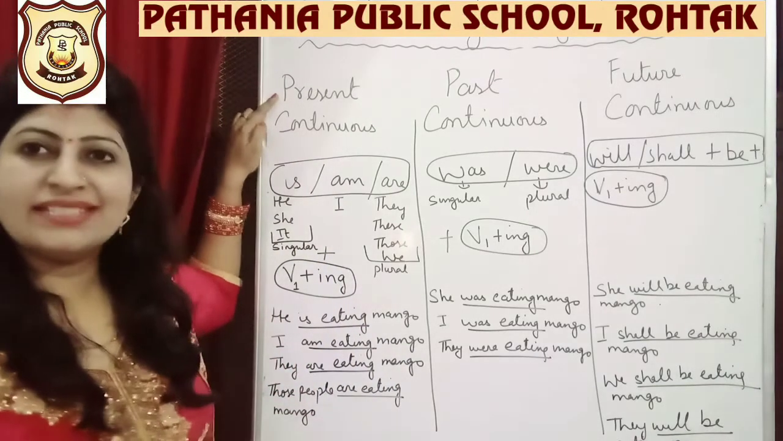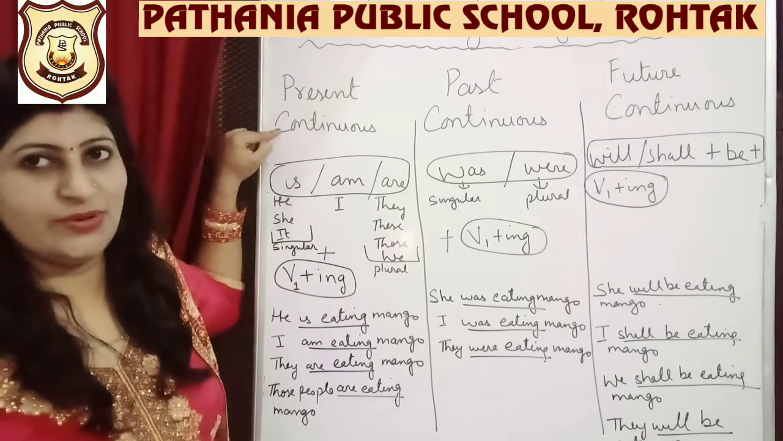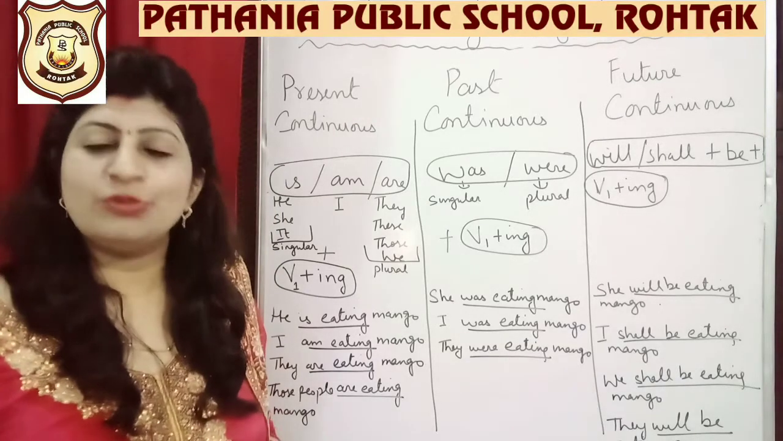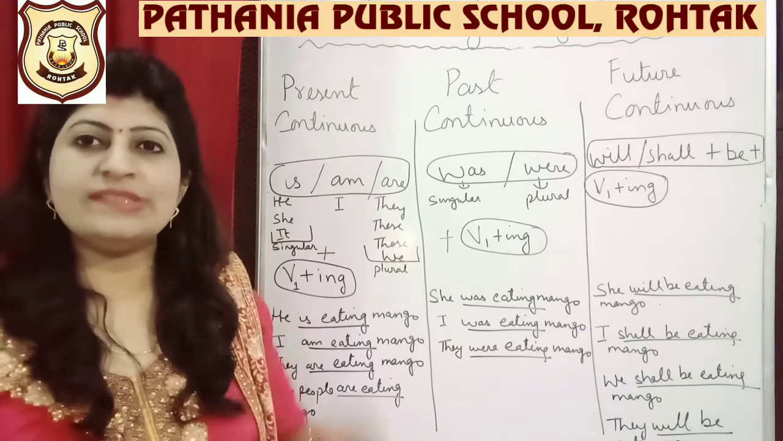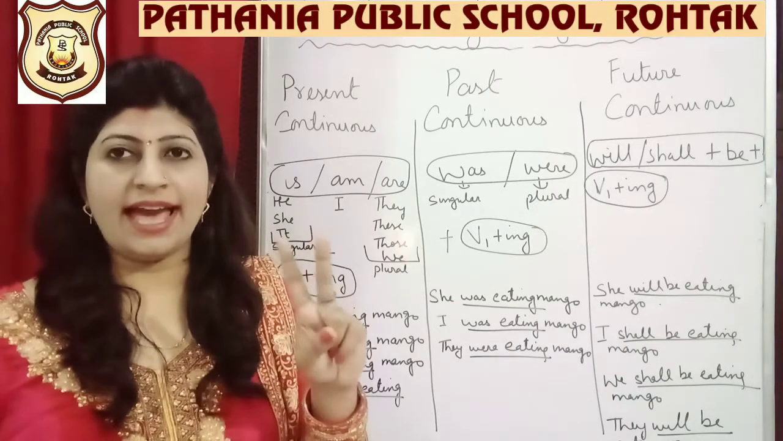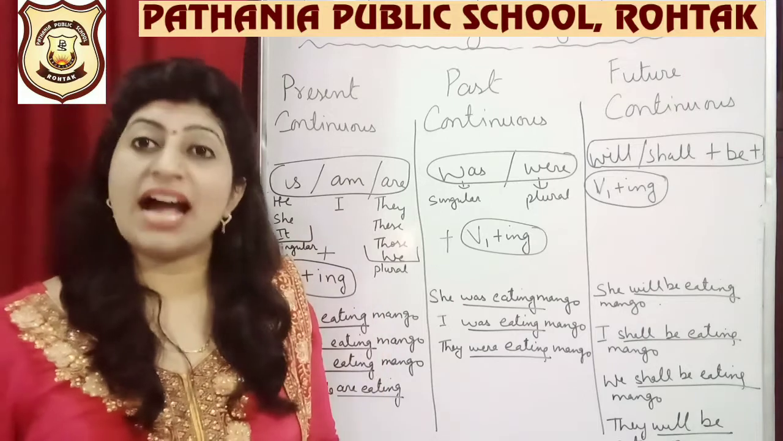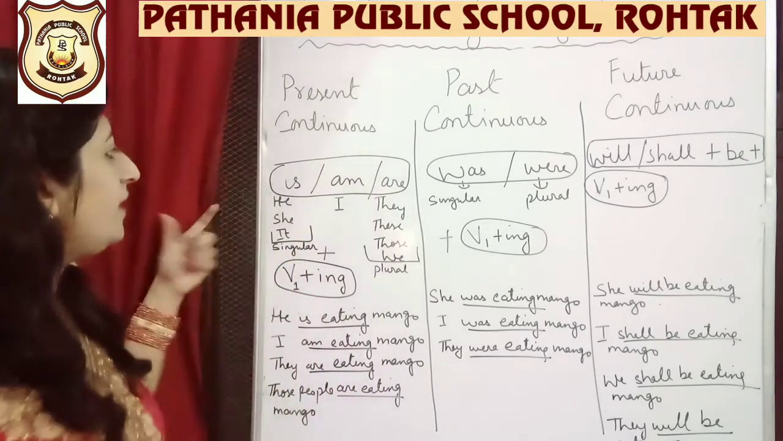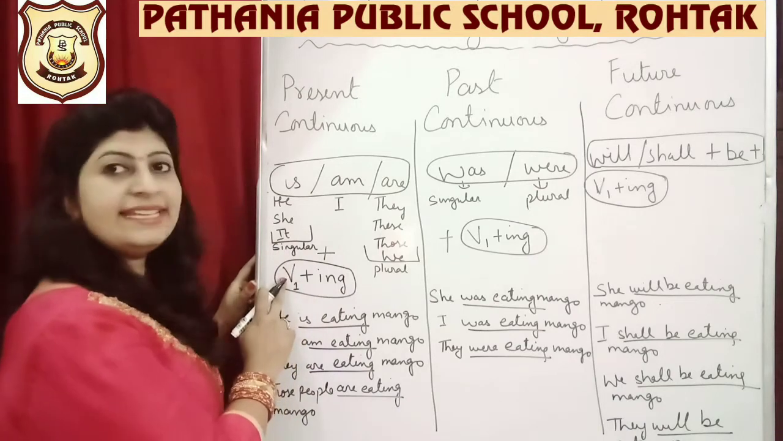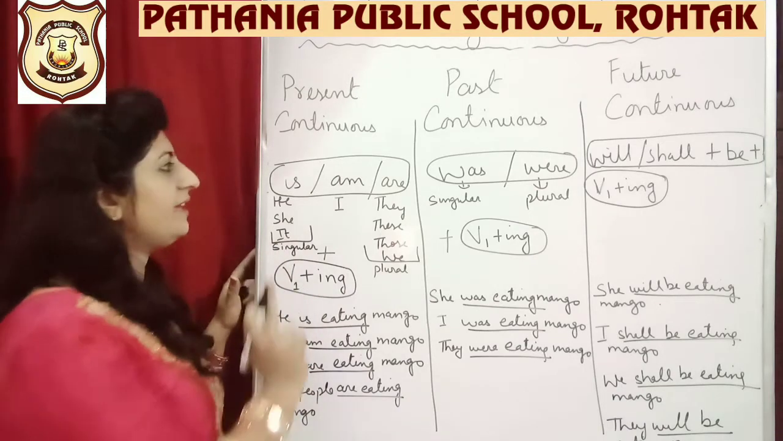First we will start with present continuous. So what is the rule for present continuous? The rule is we are going to use three helping verbs out here: is, am, or we are going to use are out here. And what is the second thing which you need to remember? Second thing is V1 plus ing.